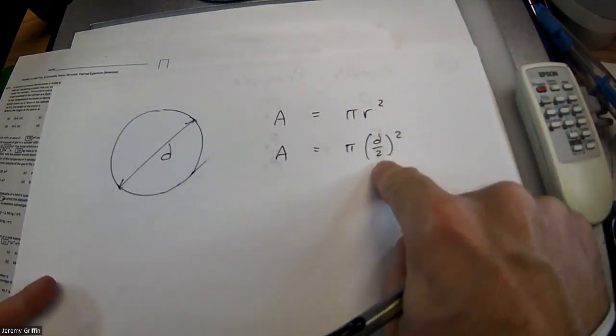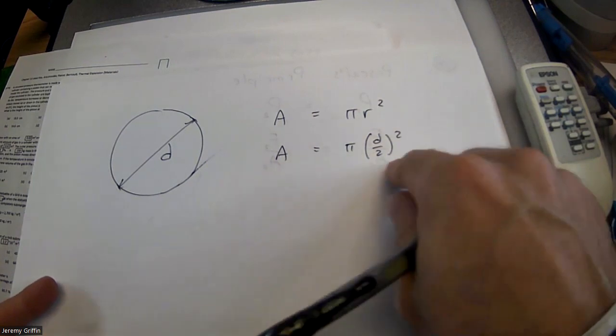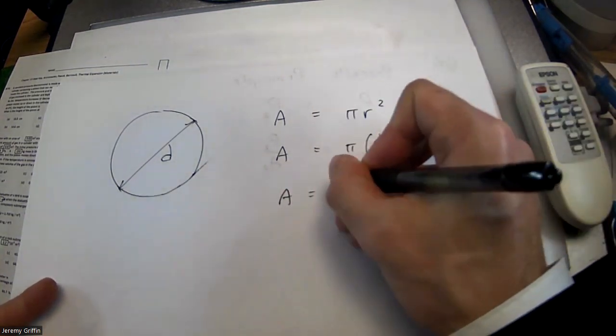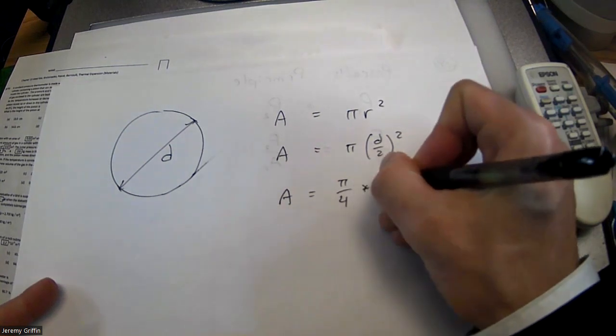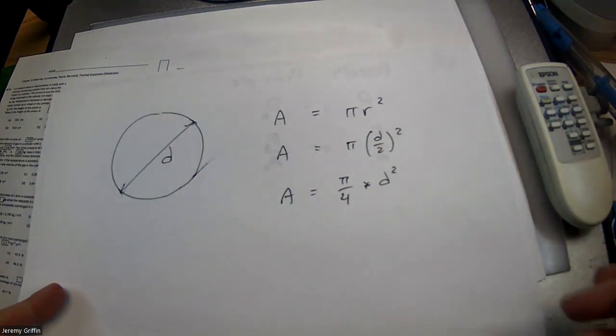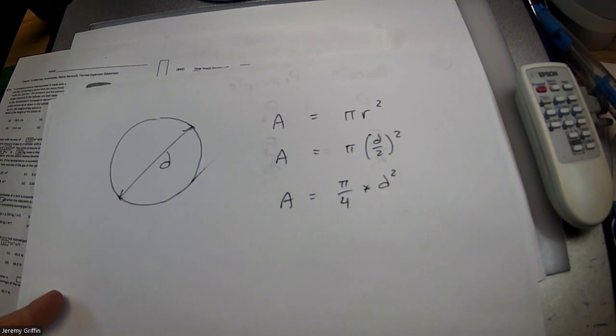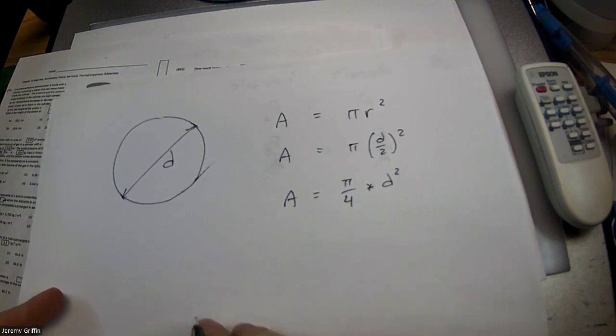Okay. And then 2 squared is 4, that's in the denominator, pull that up in front. Isn't that like pi over 4 times diameter squared? Okay. So there's how you get the cross-sectional area, or the area of a circle, based on its diameter. So it's pi over 4 times diameter squared. Maybe that's a good tidbit, you know.